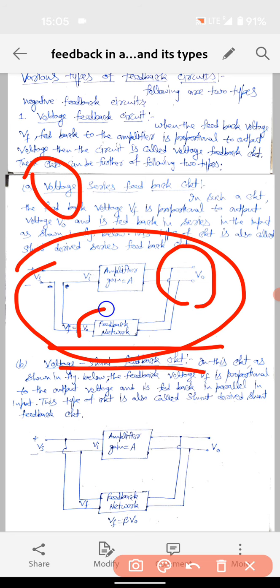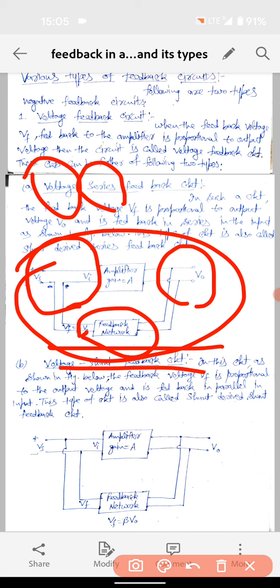This voltage, the parallel connection in the output, will be picked up. And through this feedback network, which will decide what fraction of voltage will be fed to the input, we have connected in series. The voltage which we picked up in the output, a fraction of that voltage is connected in series to the input. That's why the name comes voltage series feedback circuit.